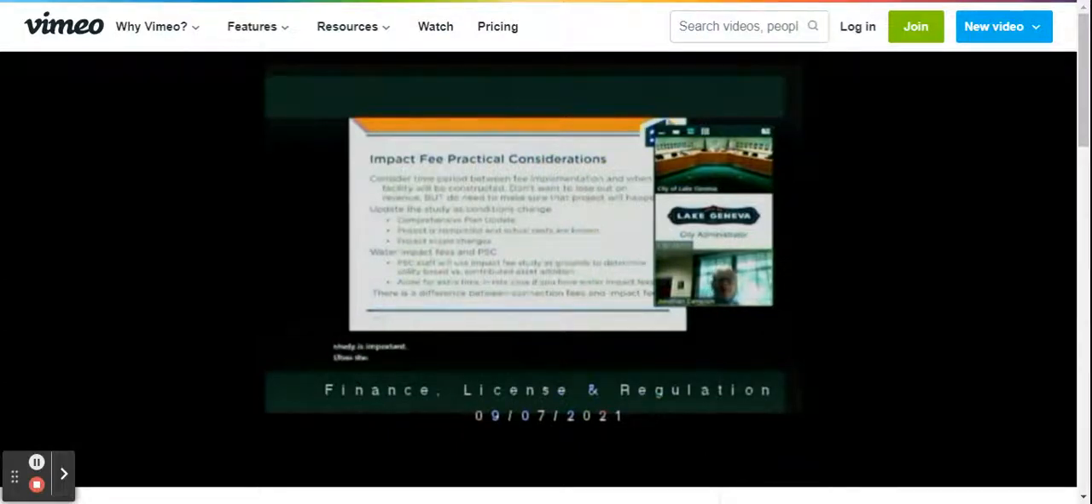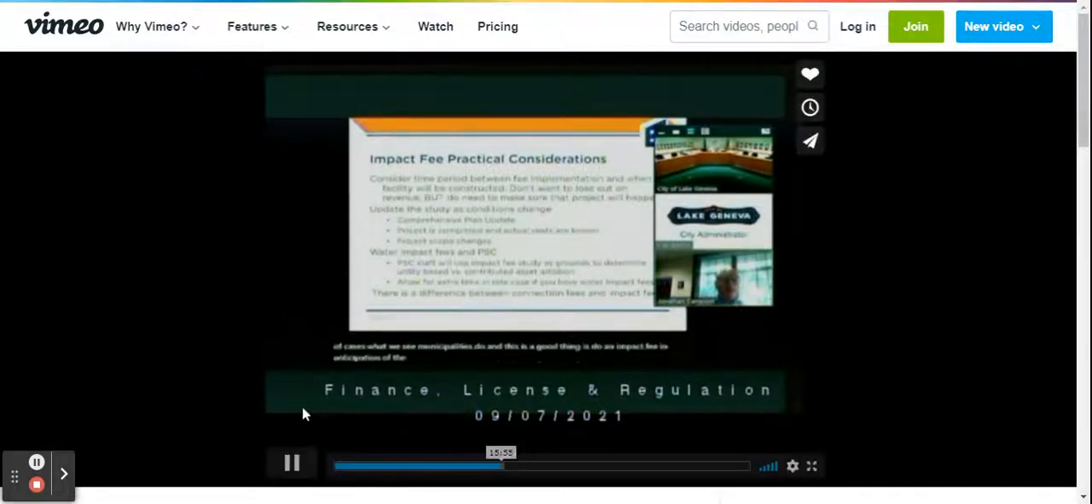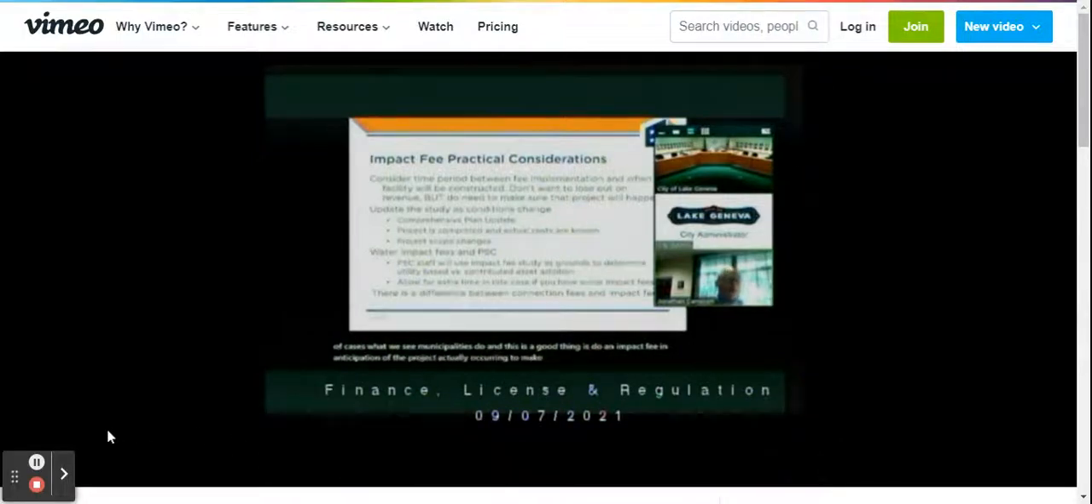The last thing I'll leave with, and then I'll be happy to turn it back over and answer questions. From a practical consideration, really consider the time period between implementation of an impact fee and when the facility will actually be constructed. In a lot of cases, what we see municipalities do, and this is a good thing, is do an impact fee in anticipation of the project actually occurring, to make sure that we're not losing out on revenue if we have development happening. But the bottom line is you don't want to do an impact fee and then never do the project.